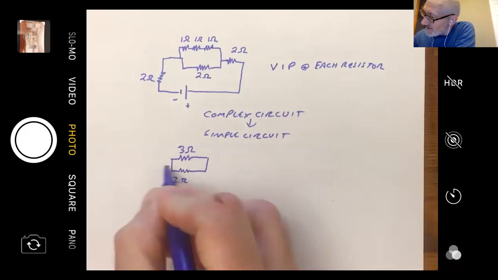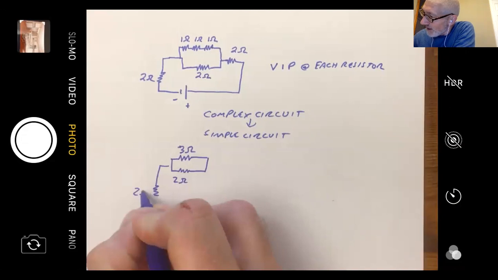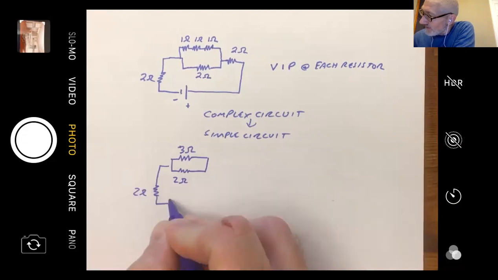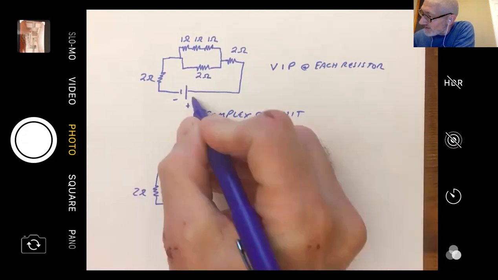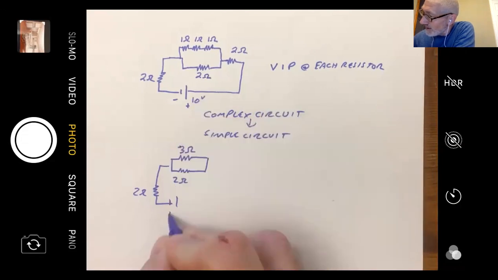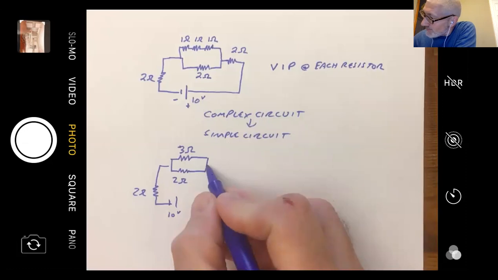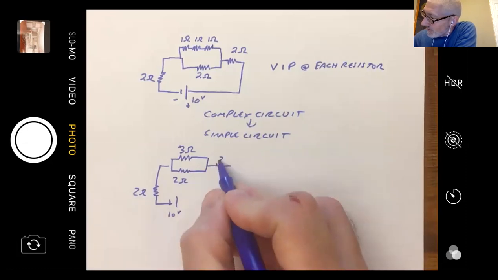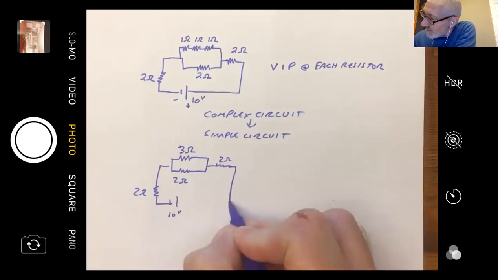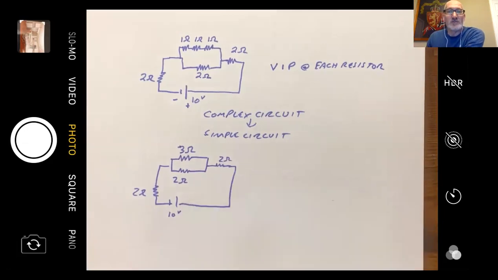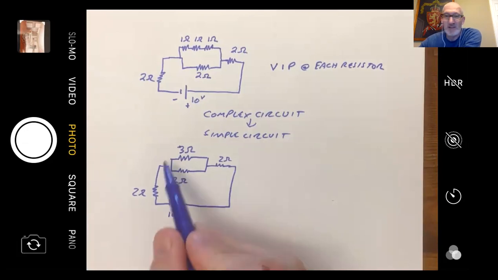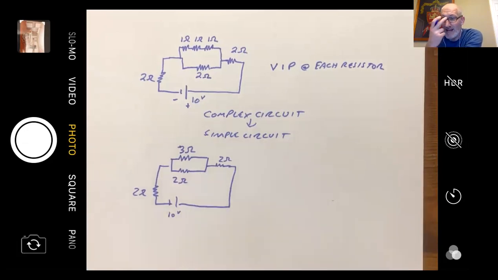And so we're going to collapse this thing down in a series of steps. And I'm sorry, it's 10 volts on the battery, the power supply, I forgot that. We're going to collapse this down through a series of steps until it gets really, really simple looking. Now here's the problem. It still looks complex.